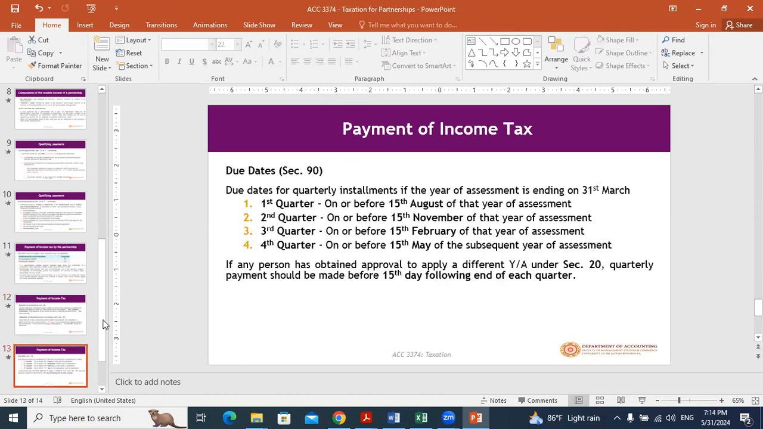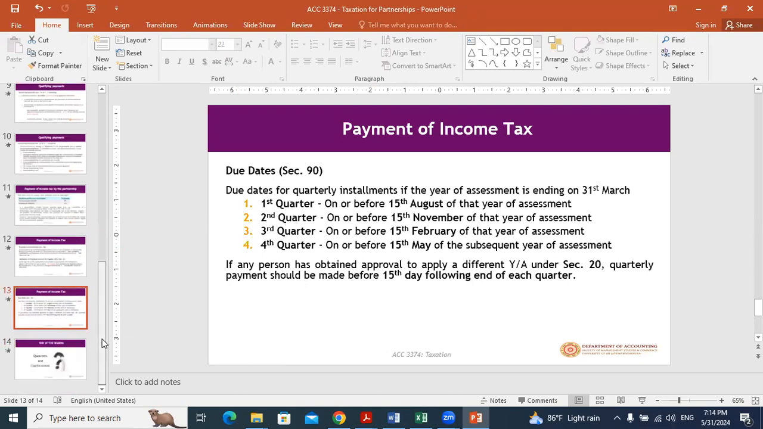Next one, the different days of payment. This is also quite common in the sense that for the first quarter it is 15th August, thereafter 15th November, 15th February, and for the last quarter, that is January, February and March, we have 1.5 months later, April and May 15.